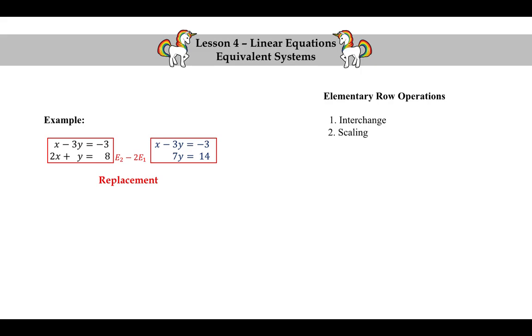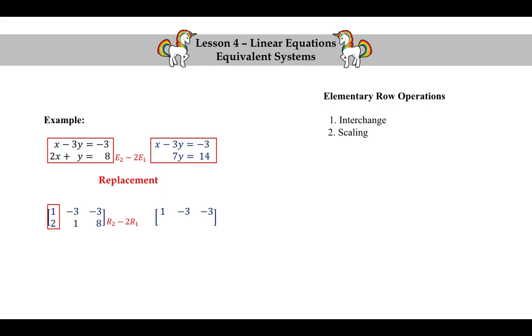Another example. So that third one we did, that replacement operation, looks like this, and here's the corresponding augmented matrix for that first linear system, 1, negative 3, negative 3, 2, 1, 8. We're going to apply the row replacement operation. We're going to take row 2 minus 2 row 1, and we're going to replace the second row by the result, and that's why I write the operation next to the second row. Okay, so first, we're not changing the first row, only the second row. So we go ahead and we just rewrite the first row, 1, negative 3, negative 3.